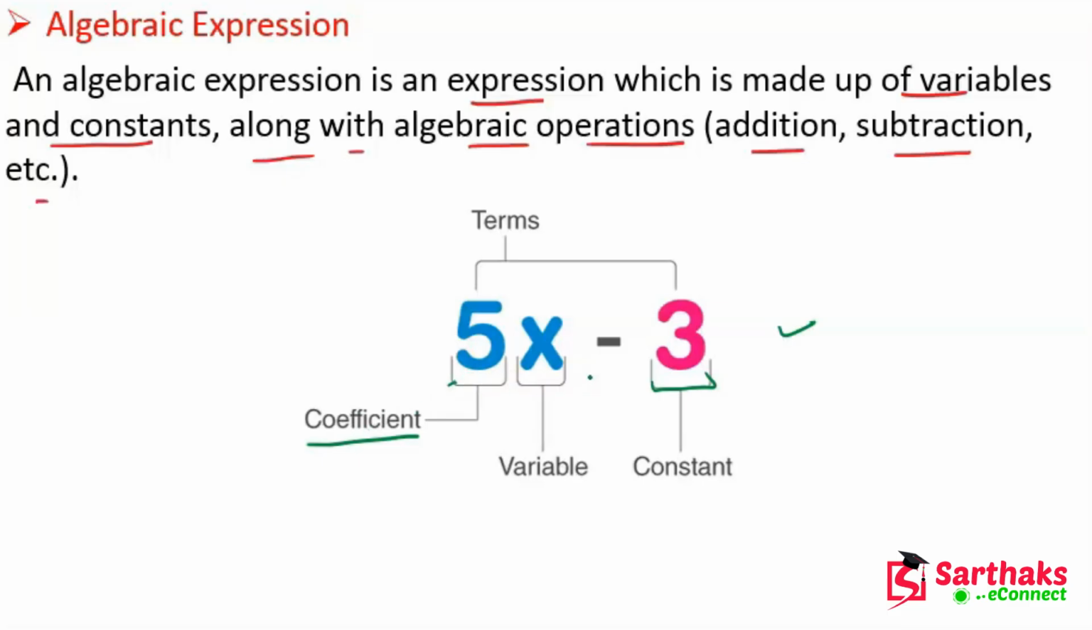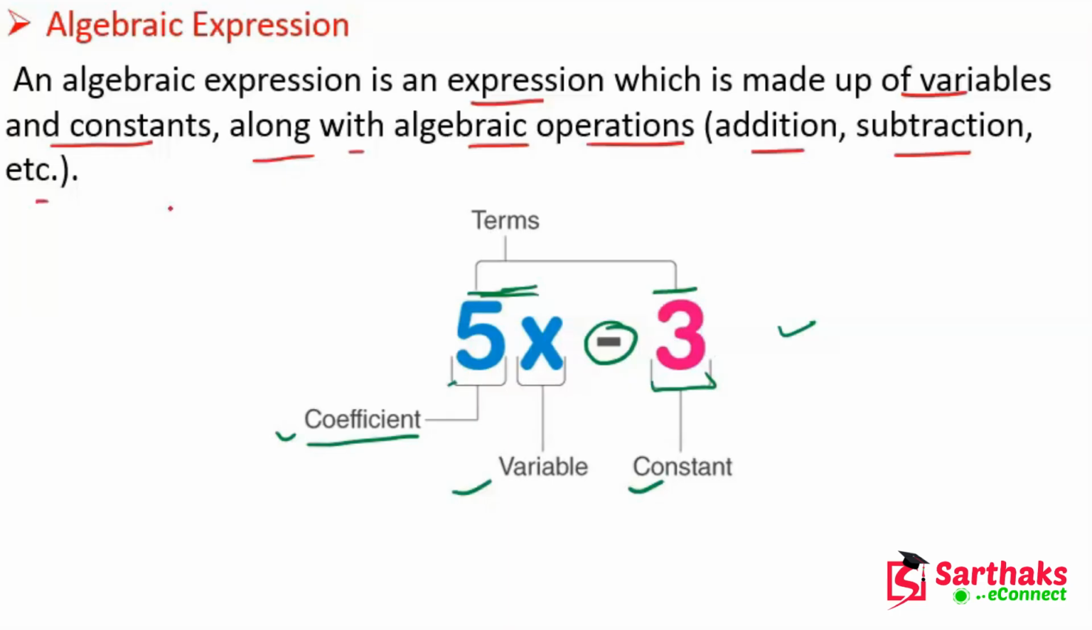These expressions are made up with the help of terms. Here you can see that this is one term and this is another term. Between these two terms there is a mathematical operation, like this negative sign, meaning subtraction. Similarly it may be addition, etc. So an algebraic expression has variables, constants, coefficients, terms, and mathematical operations. I hope you understand these things.